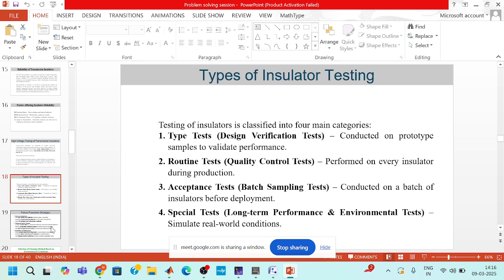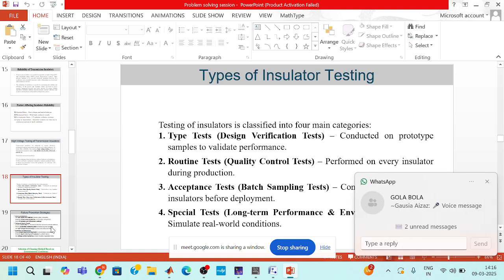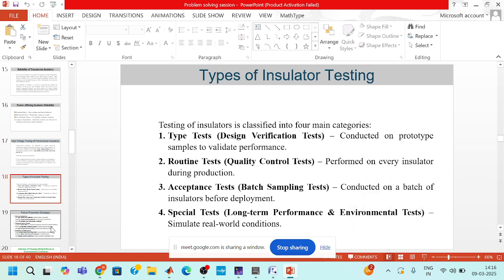So we have already discussed the different types of tests that the insulator has to pass. There are four main categories: type test, routine test, acceptance test, and special test. Type test is conducted on prototype samples to validate performance, also known as design verification test. Second is the routine test, also known as quality control test. It is performed on every insulator during production.